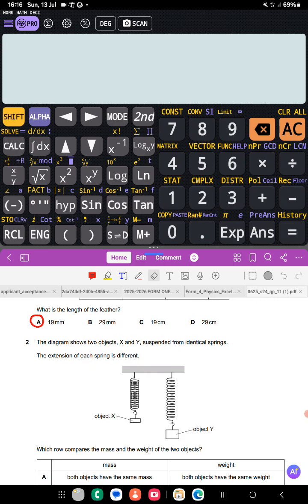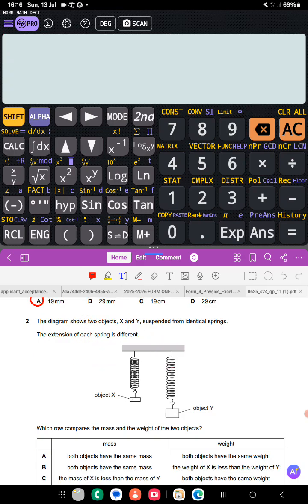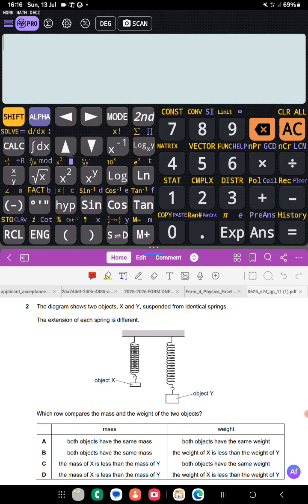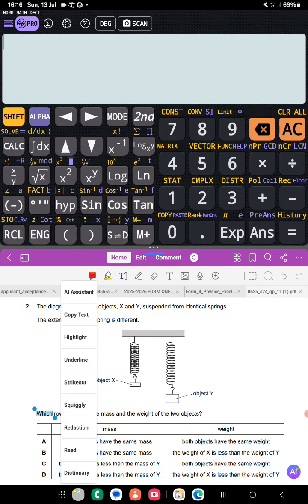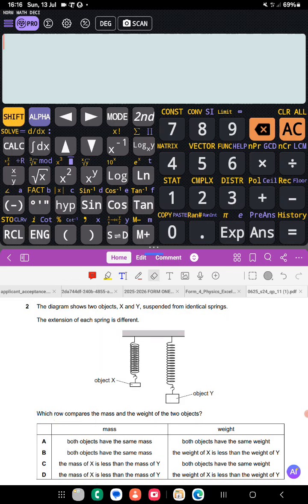Number 2, the diagram shows two objects, X and Y. They are suspended from identical springs. The extension of each spring is different. All right? Which row compares the mass and the weight of the two objects?